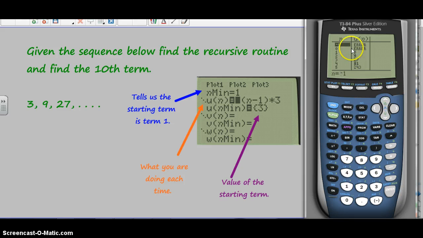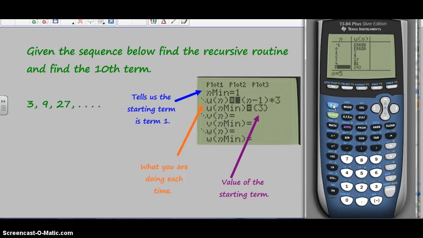Notice that if I go anything less than 1, it does not show up. That's because for sequences, they're only defined for terms that go after your starting term. So in this case, it would work for term 2, 3, 4, and so on. If I want to go to the 10th term, one way I could do this on the calculator is to scroll down. This works well for small numbers.